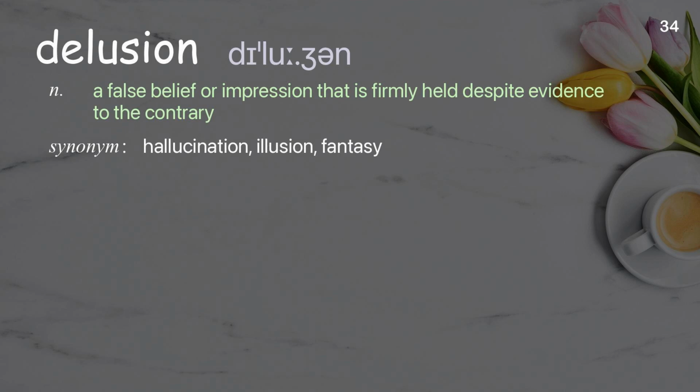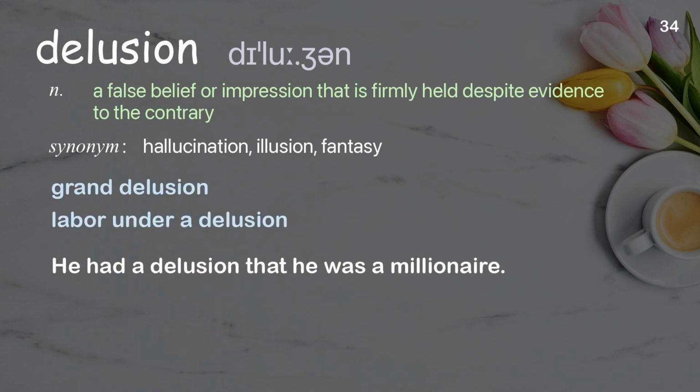Delusion. A false belief or impression that is firmly held despite evidence to the contrary. Examples: Grand delusion. Labor under a delusion. He had a delusion that he was a millionaire.